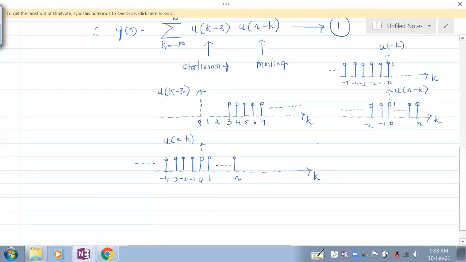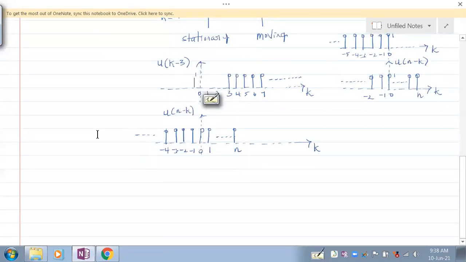Now, what is the range of this? Range of this is from 3 to infinity. And it is 1 from 3 to infinity, mind you. And what is the range of this? The range of this is minus infinity to n. Is that okay with you? The range of this is 3 to infinity. The range of this is minus infinity to n.